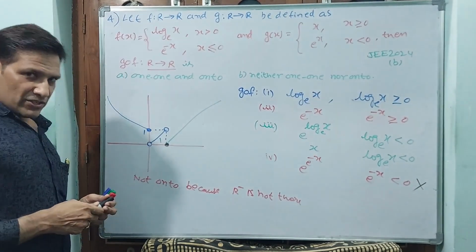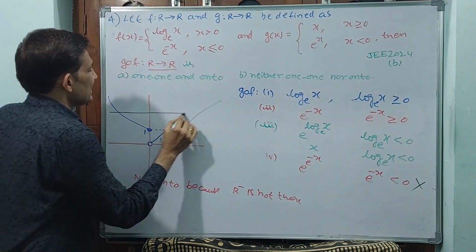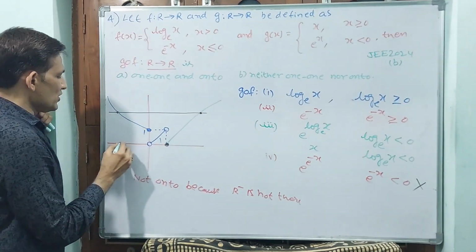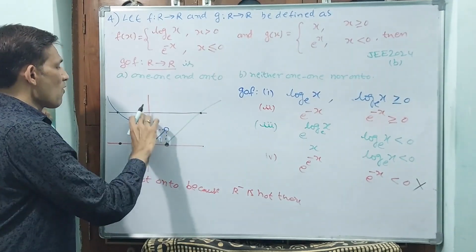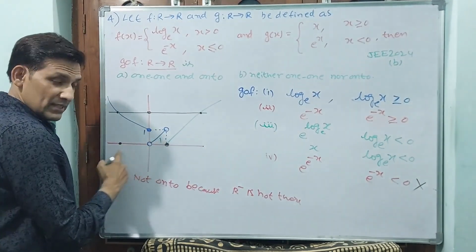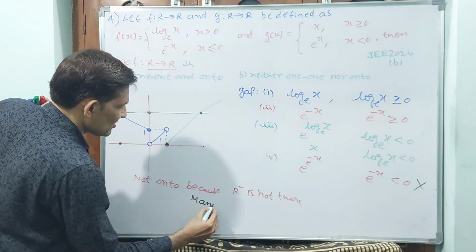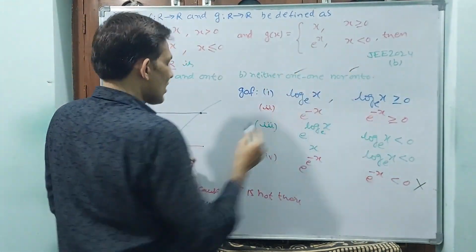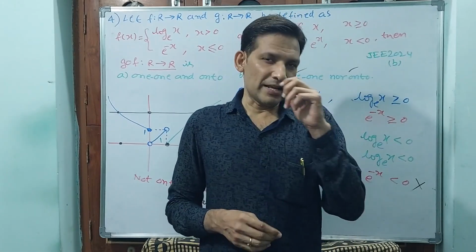Another thing. Is it 1-1? See, if you draw any straight line, it is touching at two places. That means even if you give this input, same output, this input also same output. Y is the same for both inputs. Many-one. That means neither 1-1 nor onto. That is the answer. Okay? This function is neither 1-1 nor onto.